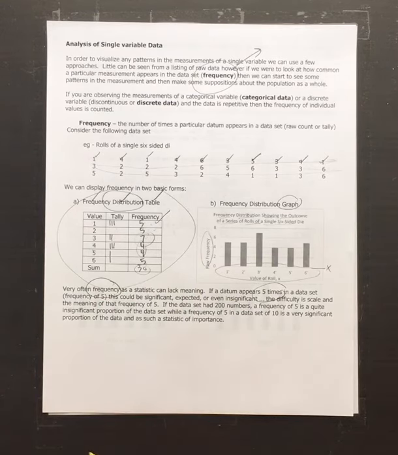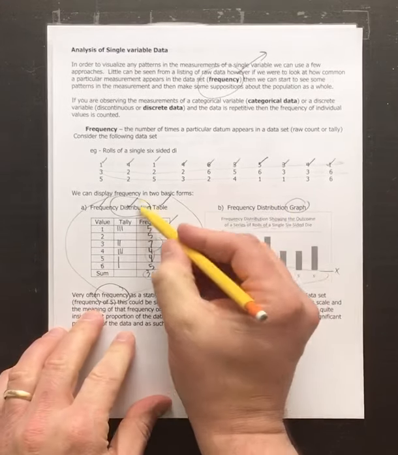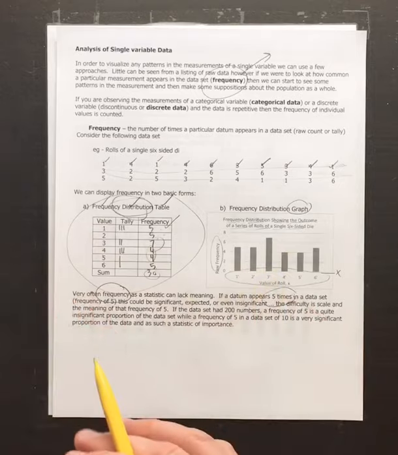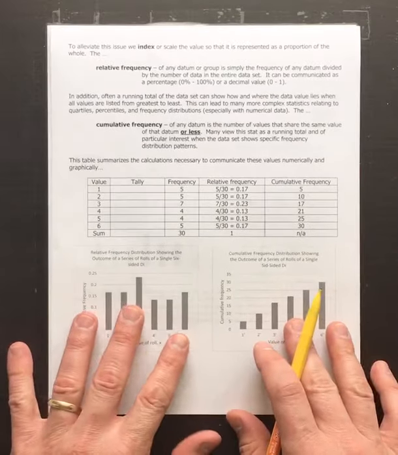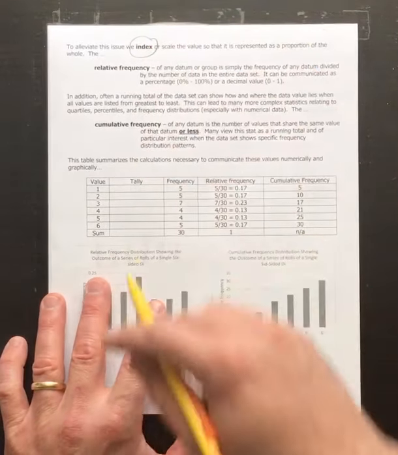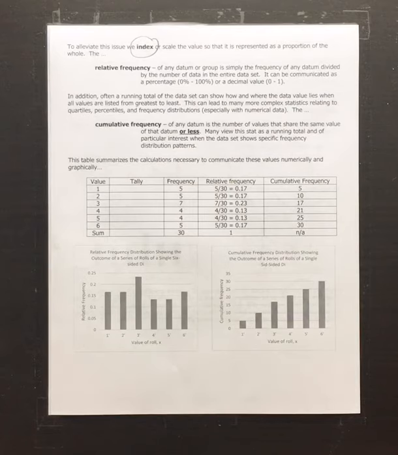Okay? So very often we don't just look at raw frequency. We look at raw frequency in a distribution in comparison to the whole, or we look at a different measurement of frequency. We take the frequency and we scale it to a specific size. Okay? We index it. And when you index something, you make it a per.